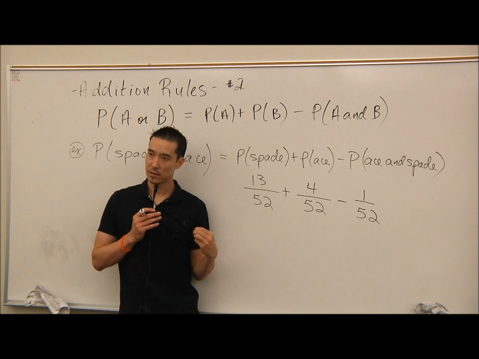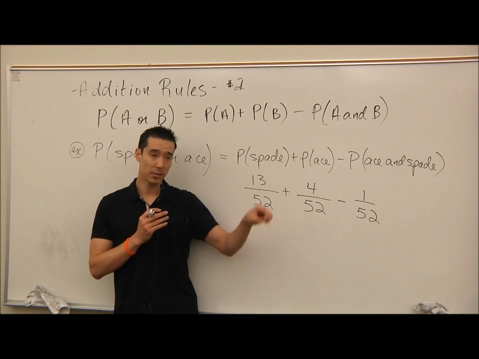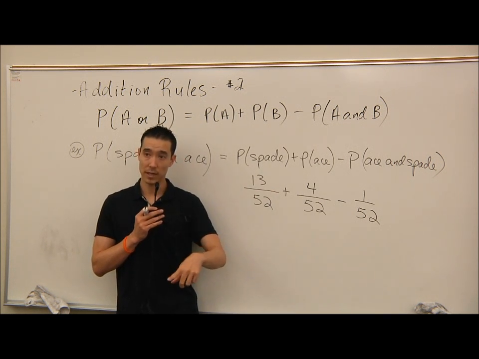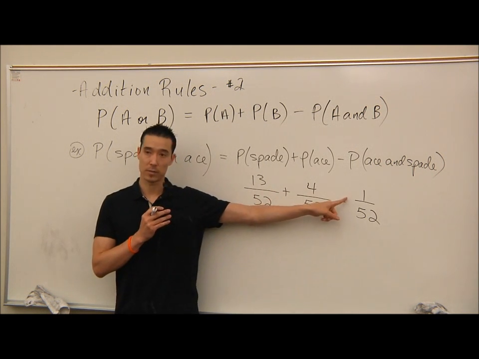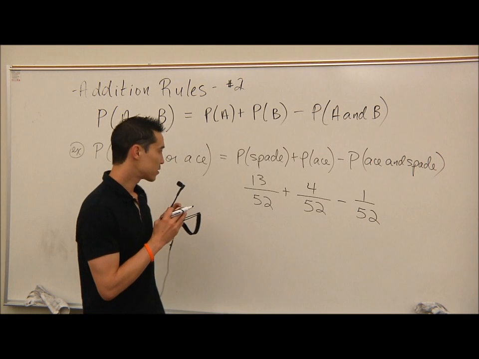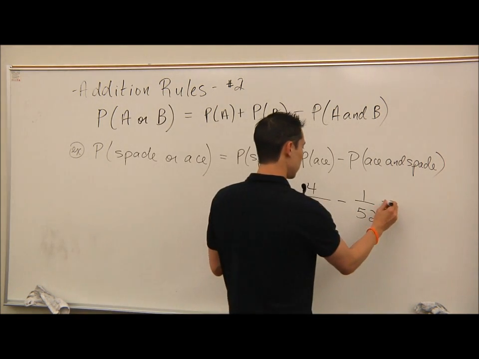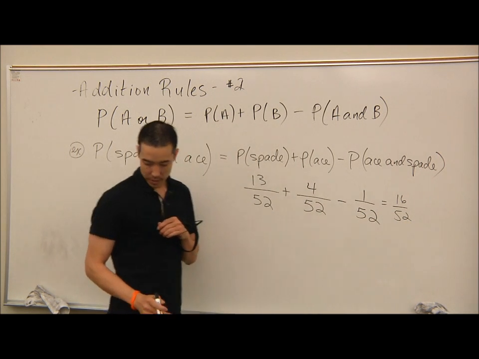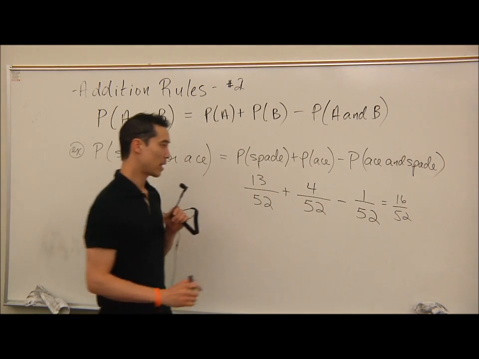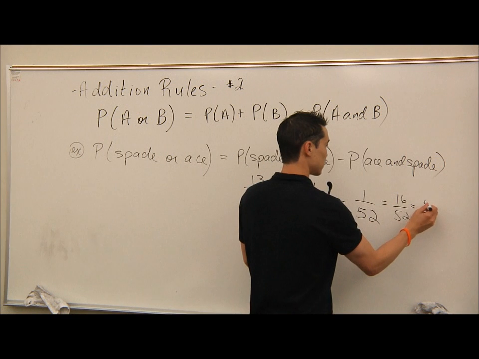Does that make sense? So if you wrote out your sample space and you circled all of the spades and circled all of the aces, well, if you do it this way, you're counting that one card twice, and that's why we have to subtract it off. Okay? So 17 minus 1 is 16, so 16 out of 52. And we can reduce that down, right? 4 goes into both, so 4 13ths.